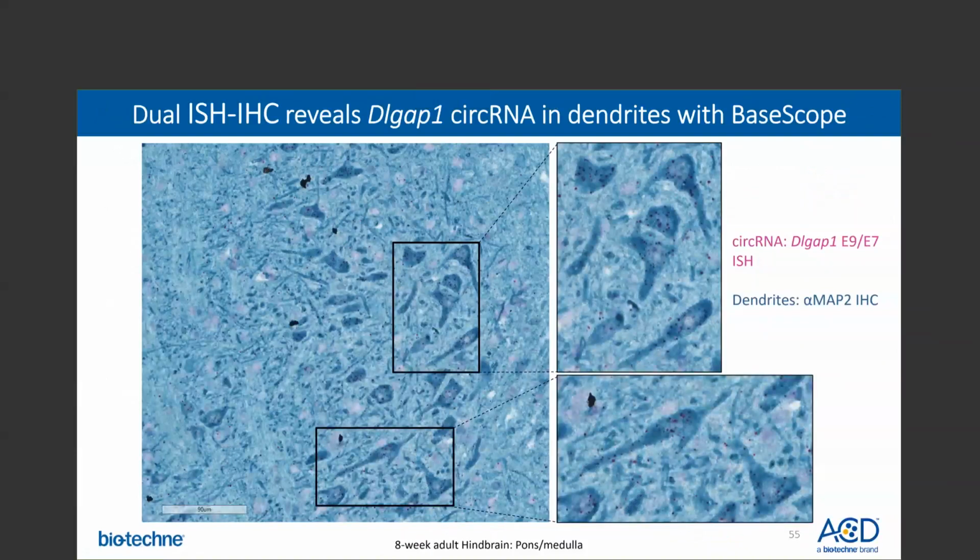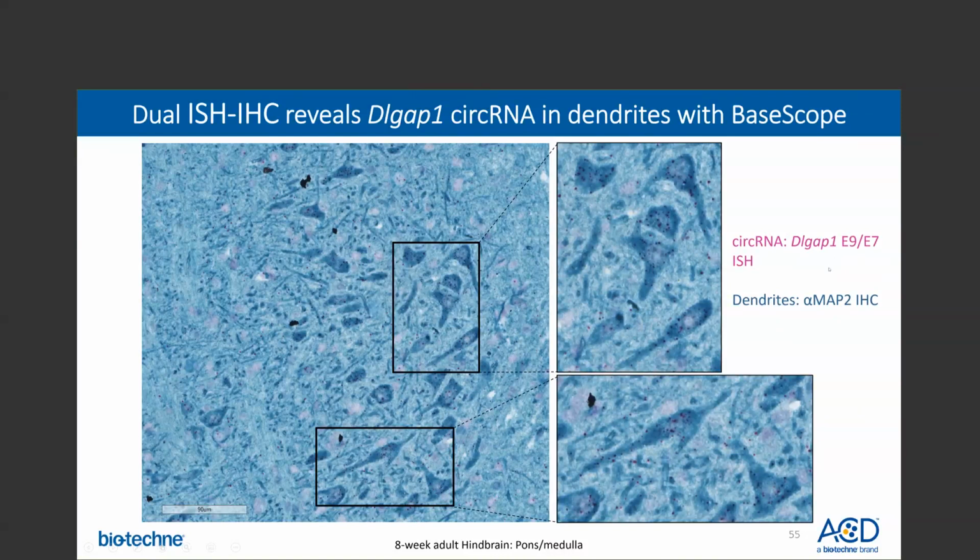Now, here is a very interesting example, again, of detecting splice variants using the BaseScope assay. Now, we have moved on to a neuroscience application where DLGAP circular RNAs are predominantly expressed in the developing brain. Circular RNAs are formed due to back splicing, and here we have designed a specific probe against the exon 9 and exon 7 junction, which is found in these circular DLGAP RNAs. And so we wanted to specifically detect the circular RNA and not the linear form of the DLGAP RNA.